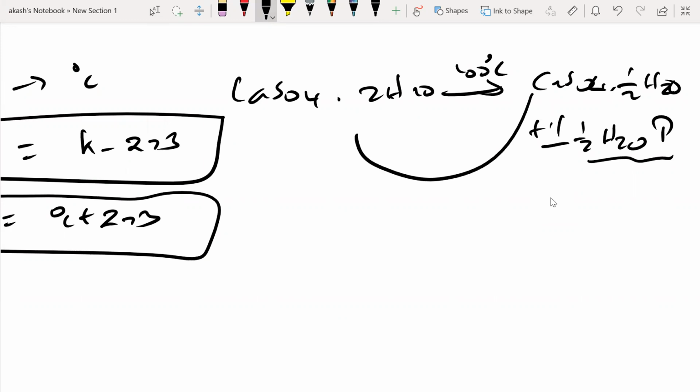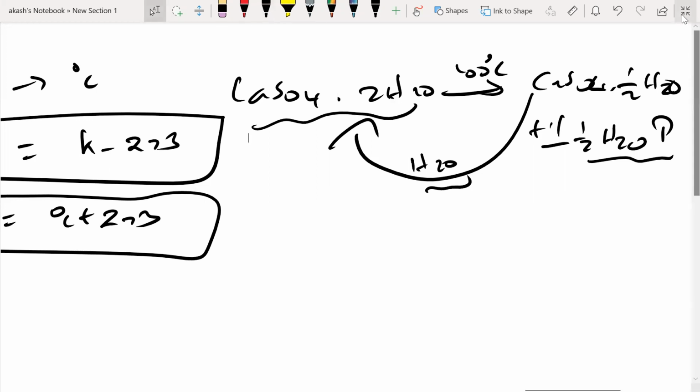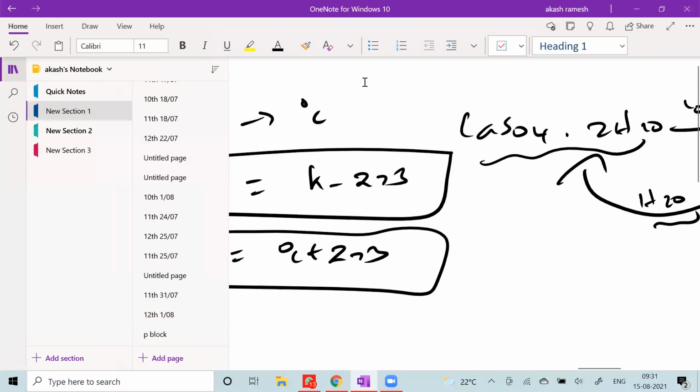And when you convert this back to gypsum, you add a little amount of water to cool it down so that it becomes again CaSO4·2H2O. Okay, was this your question, Kanna? Is it fine? Yes, sir, I got it. Okay. Anybody has any other questions?